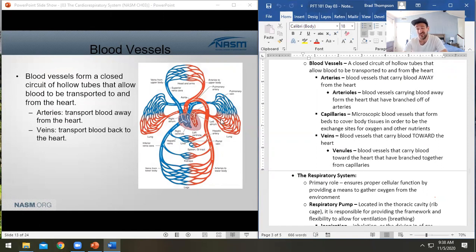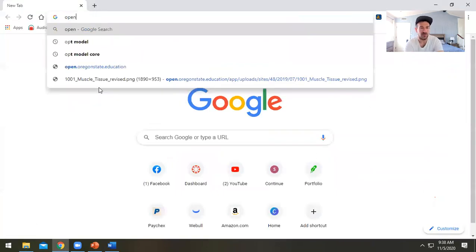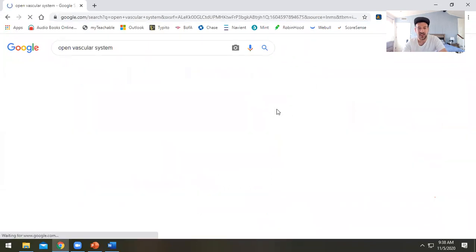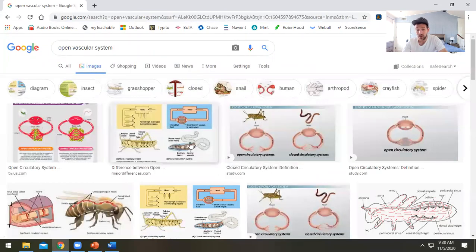We aren't like, and I know this is going to be weird, we aren't like a spider. If you look at an open vascular system, it's kind of interesting when you look at the way a lot of insects work.